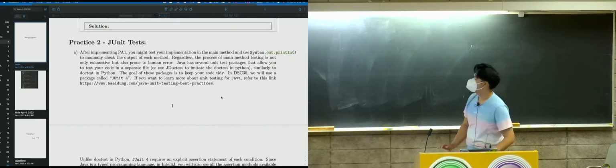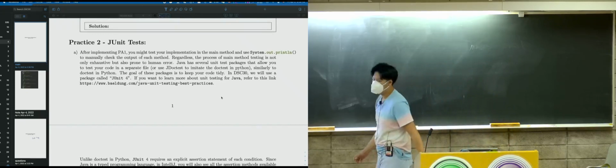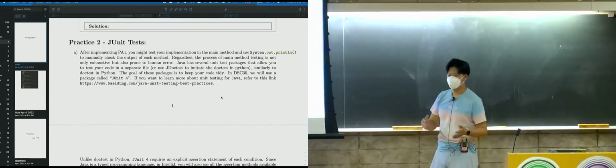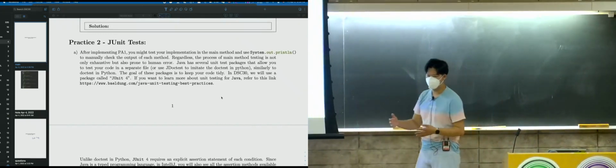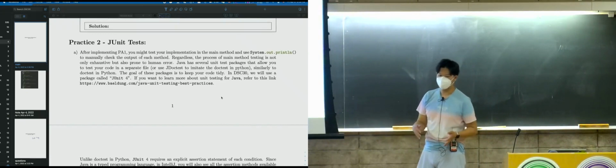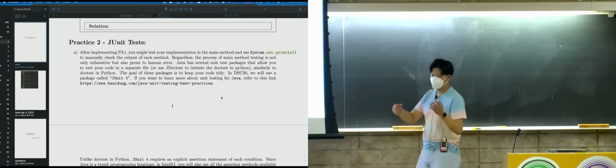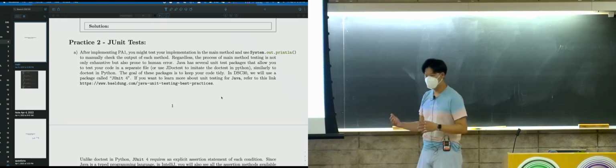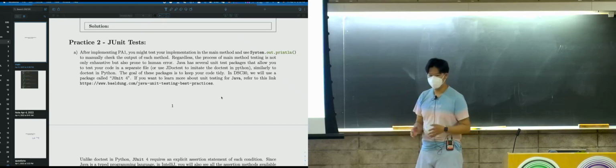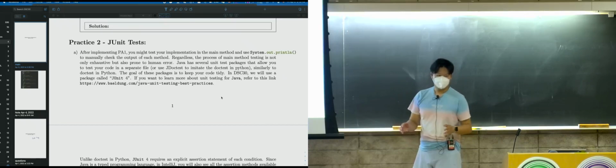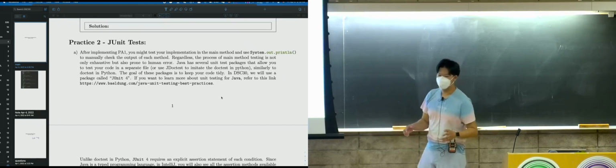And the second practice is the JUnit test. So after PA1, you have to write a JUnit test for your own program. We're not providing example tests anymore. For PA1, you might submit your code to Gradescope, and a sample test case pops out. That's only for PA1. It won't happen for later PAs.